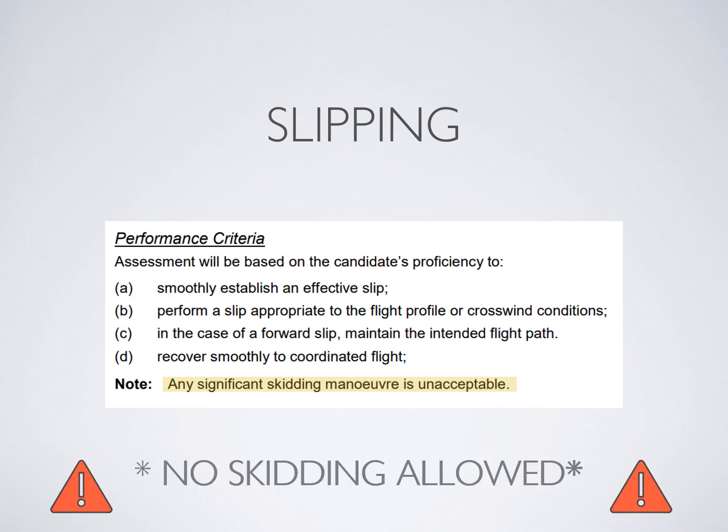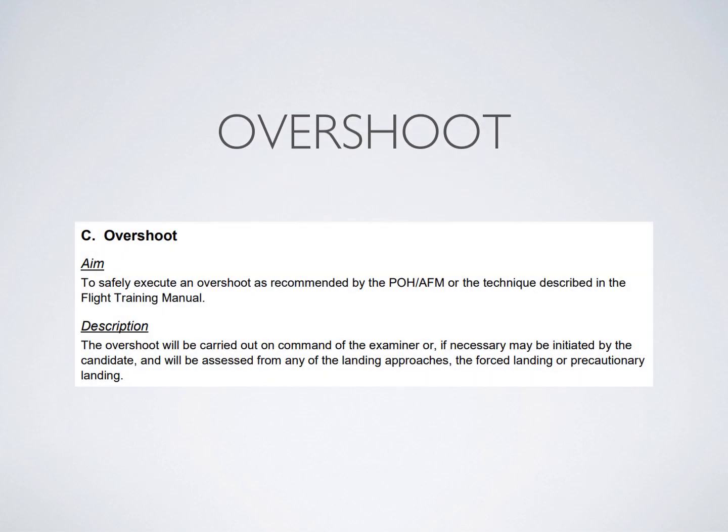That is a very dangerous technique. And so if you are going to execute a forward slip, just take a second and make sure you're doing it correctly. Now, since you have to do an overshoot in order to finish the forced approach, I can't imagine that you won't get evaluated on it. So we're going to talk about that now.